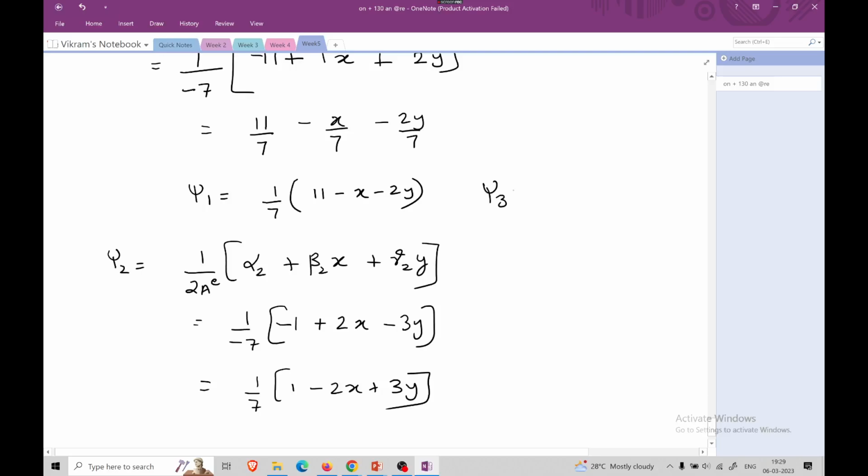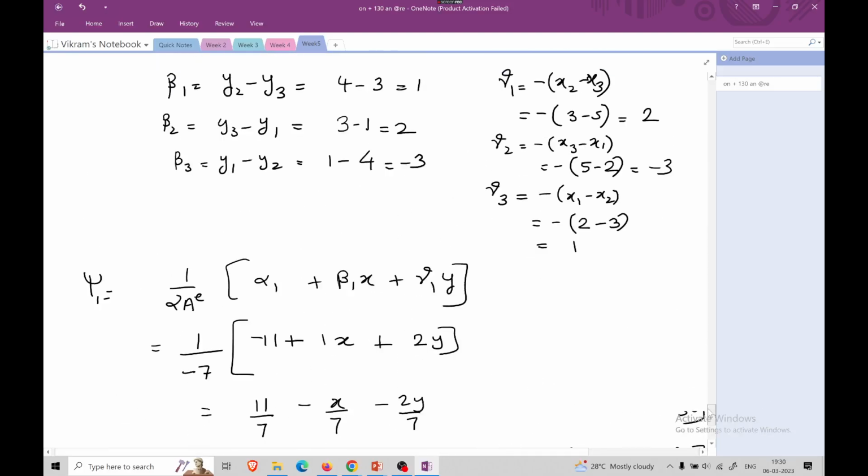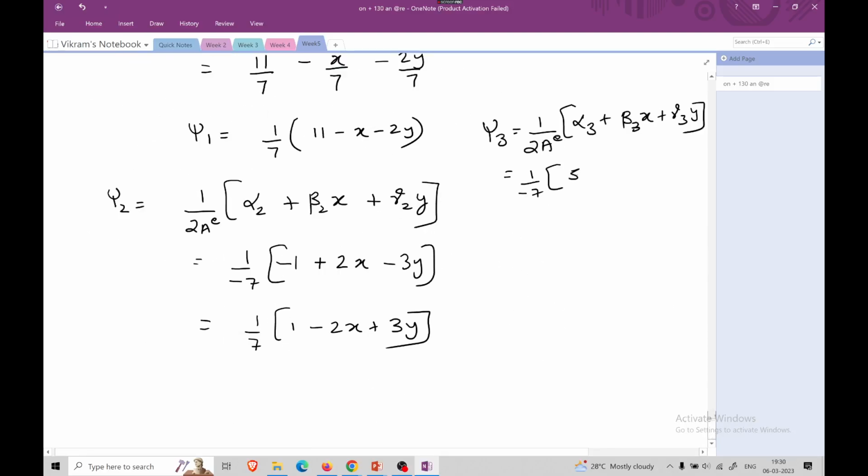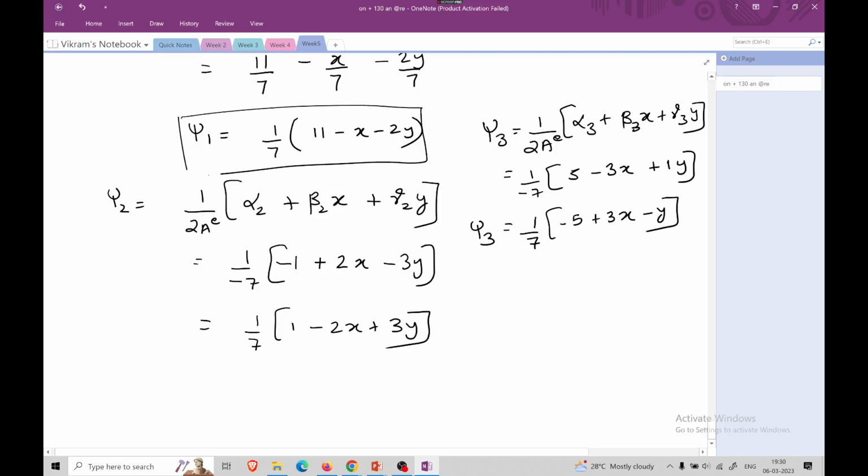Then psi 3, 1 by 2ae into alpha 3 plus beta 3x plus gamma 3y. 1 by minus 7 into alpha 3, 5 minus 3 1. So this will be 1 by 7 into minus 5 plus 3x minus y. So this is psi 3, psi 1, psi 2 and psi 3.